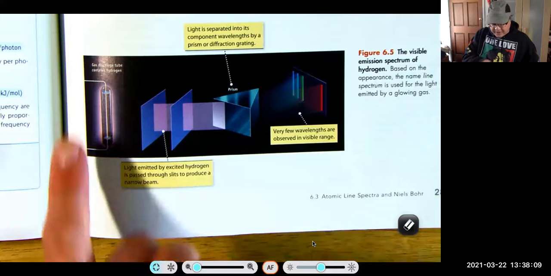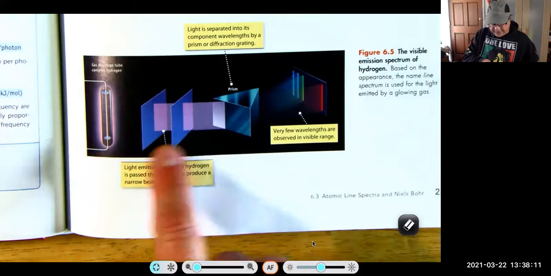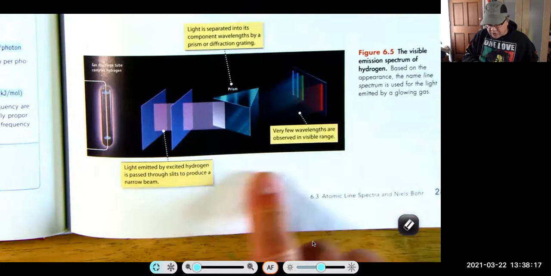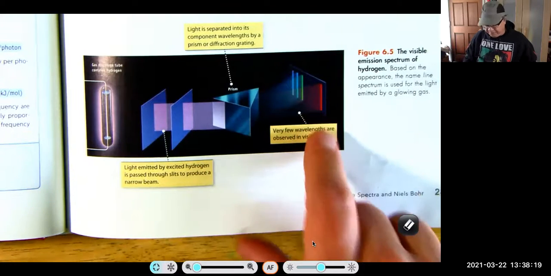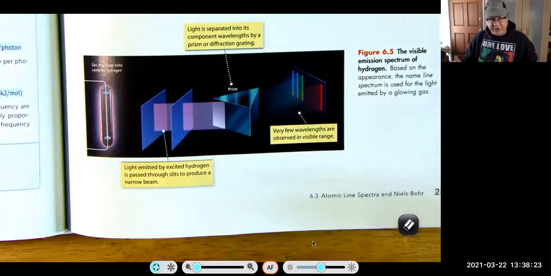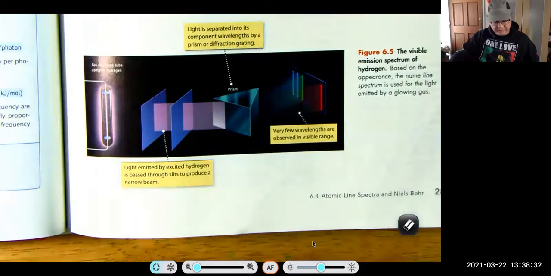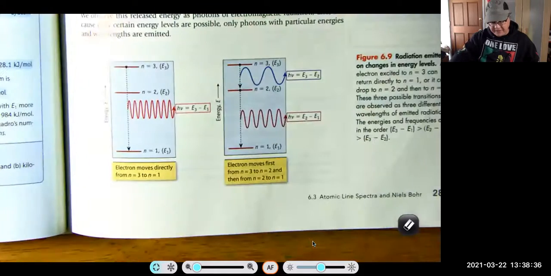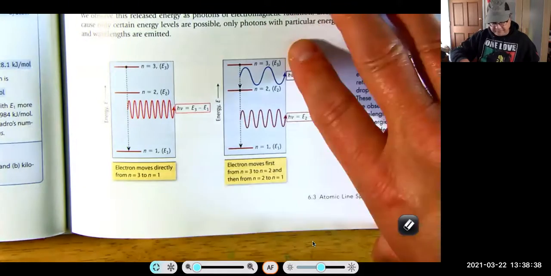And this light is passed through a couple of slits here to orientate the light all in the same direction, and then through a prism. And here's your line emission spectrum. Now, these lines that we see, of course, are the visible range. So each one of these lines corresponds to an electron dropping from one level to another level. Okay, let's see if we have an absorption spectrum.